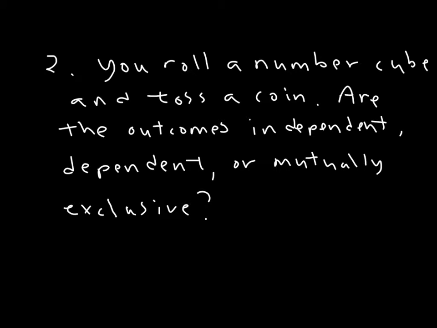You can rule out mutually exclusive pretty easily because you can roll a number cube and toss a coin at the same time. They're not dependent because whatever happens on the number cube has no effect on what happens on the coin toss, so that leaves independent, and it fits the definition. The outcome of one doesn't affect the outcome of the other. So those are independent events.